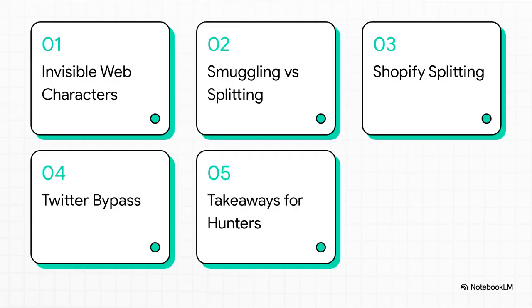Here is our quick roadmap for today. We'll start with the invisible web characters, then compare smuggling versus splitting. After that, we'll look at two awesome case studies: the Shopify splitting bug, and the Twitter bypass. Finally, we'll wrap up with some key takeaways for bug hunters.